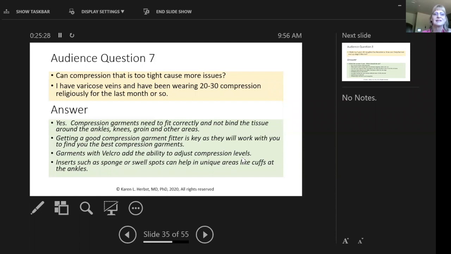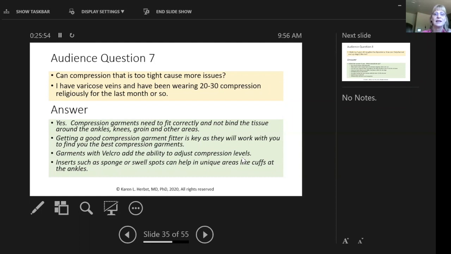Number 7, can compression that is too tight cause more issues? I have varicose veins and have been wearing 20 to 30 compression religiously for the last month or so. So that 20 to 30 refers to the strength of the tissue, and that's in millimeters of mercury. And so the answer is yes, compression garments need to fit correctly and not bind the tissue around the ankles, knees, groin, or other areas.